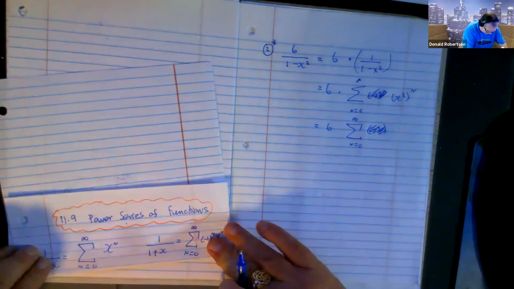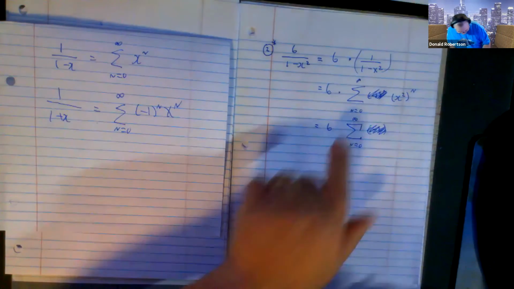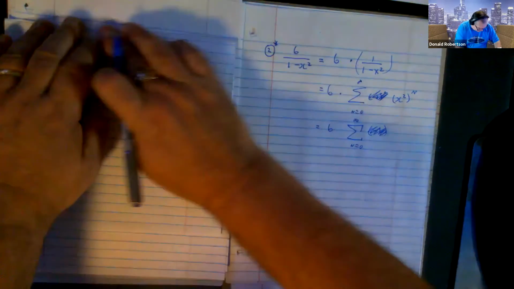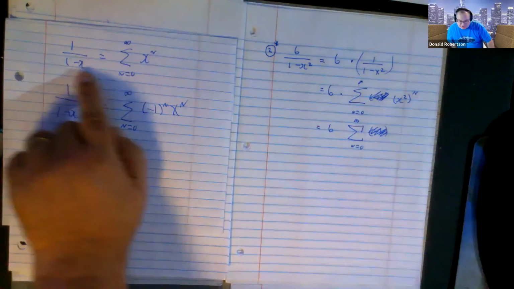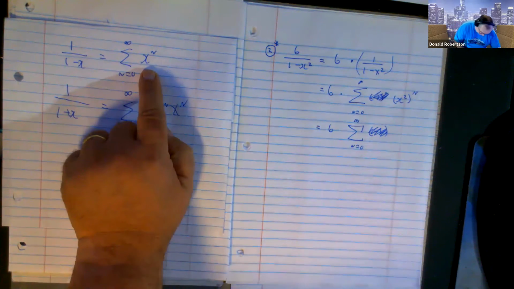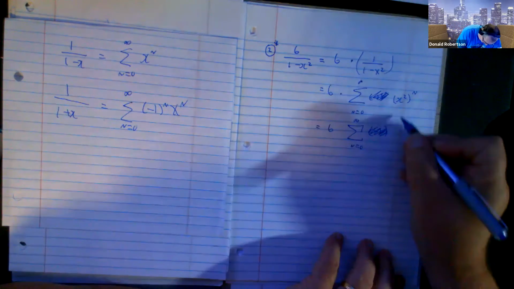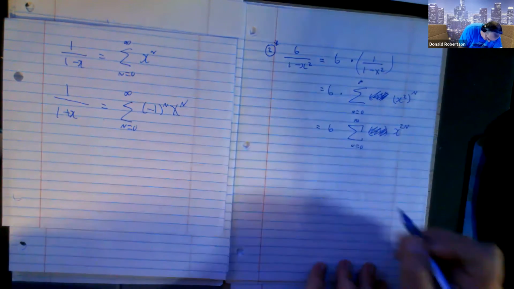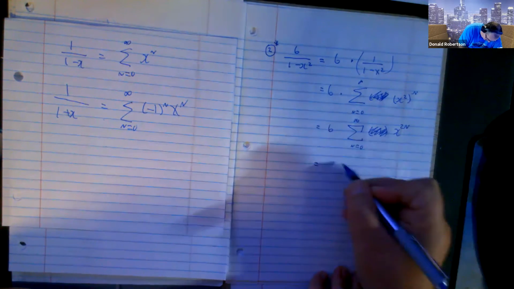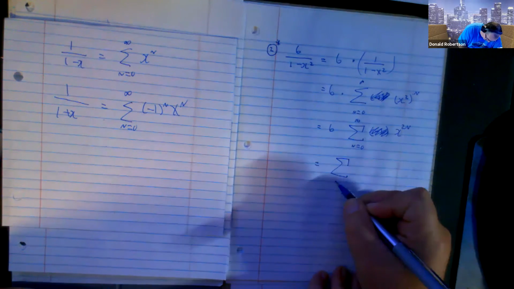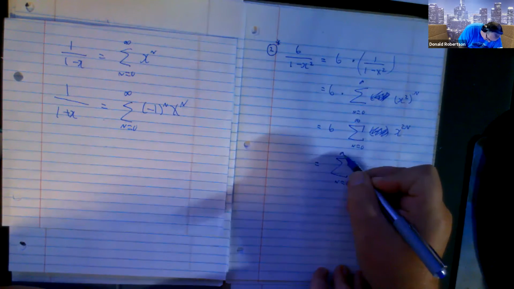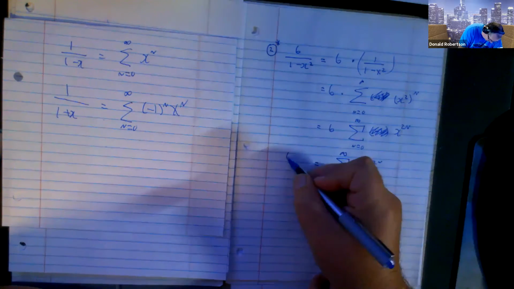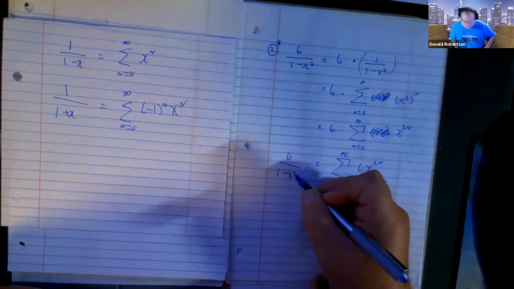There we go. So, a little hiccup here, same idea, right? 1 minus x squared is this guy with an x squared replaced. That is still correct. Now, x squared to the n becomes that. And this 6 comes inside. So you get the sum from n equals 0 to infinity of 6 times x to the 2n. We now have the power series for that function.